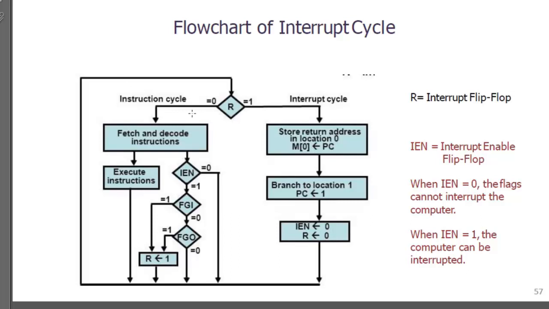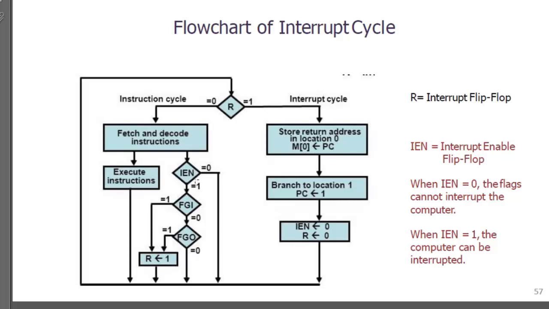Now you can see here that if the value of R is 0, the normal instruction cycle will be executed, and after that the normal cycle will go on as we discussed in the previous lecture also. The cycle consists of 4 steps and 3 are mentioned here: fetch and decode instruction and execute instruction. Now in fetch and decode instruction there can be 2 possibilities. One is the interrupt enable signal. If the interrupt enable signal is 0, then it indicates that the programmer does not want to use the interrupt, so control continues with the next instruction cycle.